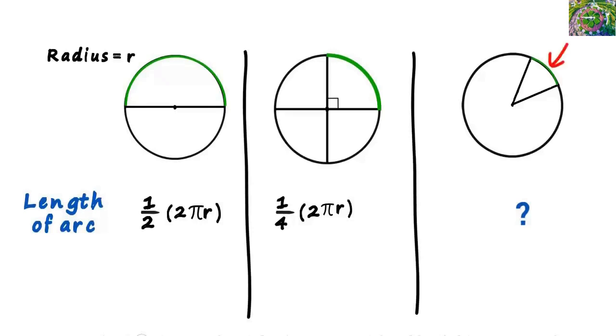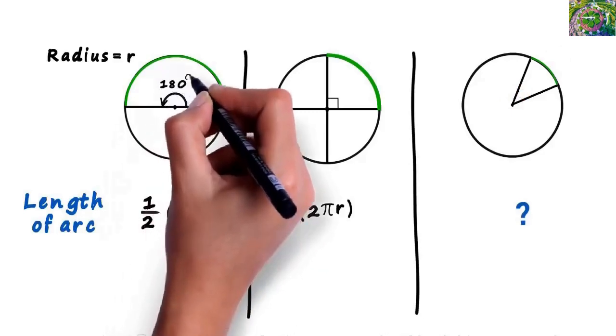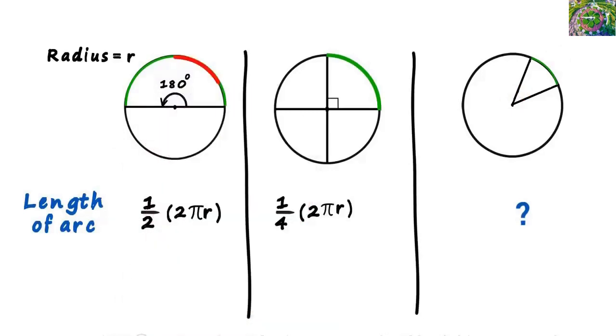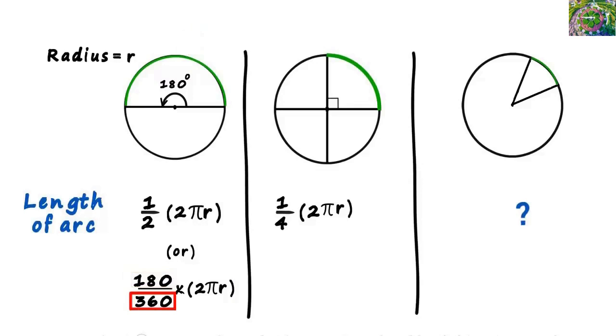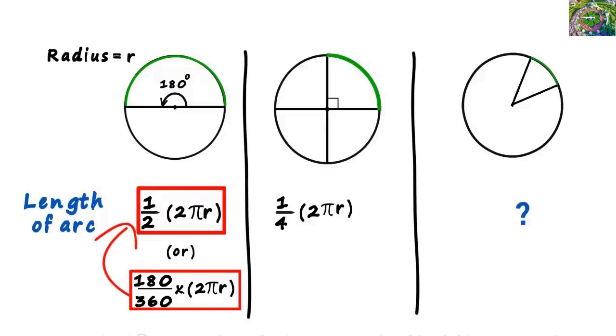The length of the arc is directly proportional to the angle it subtends at the center. The first arc subtends an angle of 180 degrees at the center. The entire circumference subtends an angle of 360 degrees at the center. So the length of the arc is given by 180 by 360 multiplied by 2 pi r. In simple words, we can say that the arc has covered 180 degrees of the total 360 degrees. This can be reduced to half multiplied by 2 pi r.